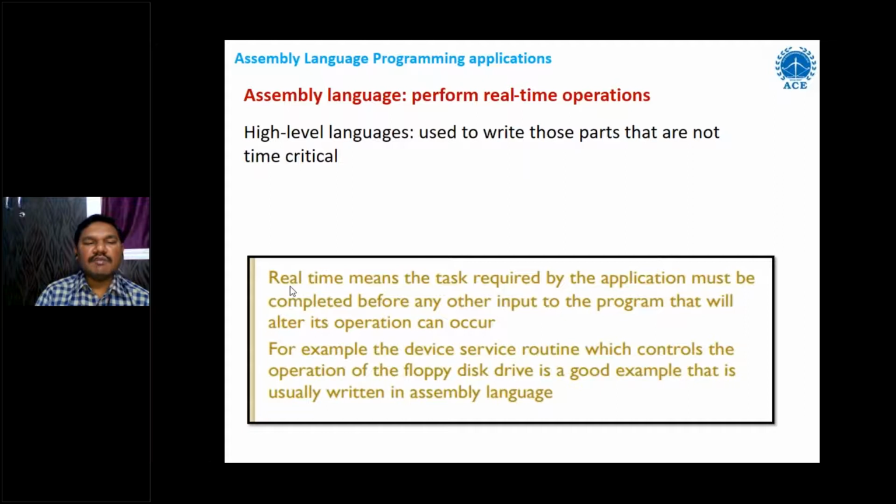So what is real time? We all know that real time means the task specified by the application must be completed before any other input to the program that will alter its operation can occur. If you define any job to be completed within a specified time, then the job must be completed before the next operation is incurred. That is what we call the real-time operation.